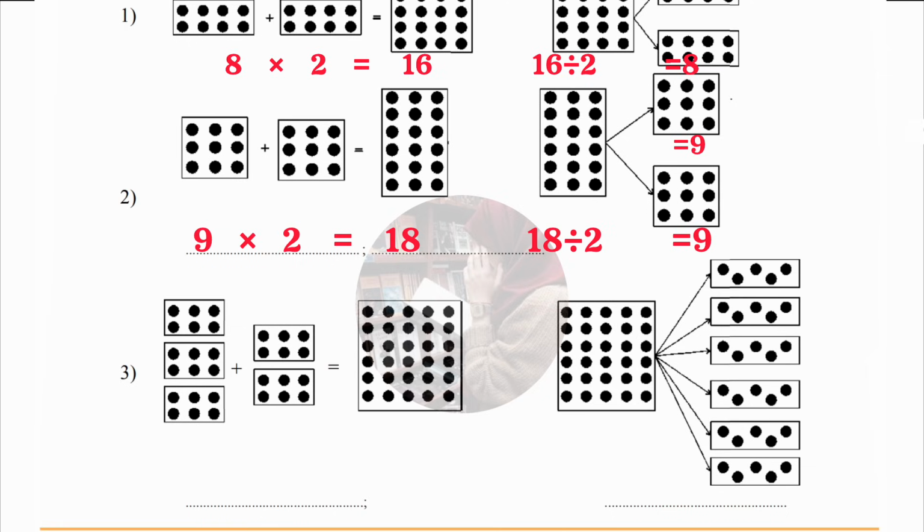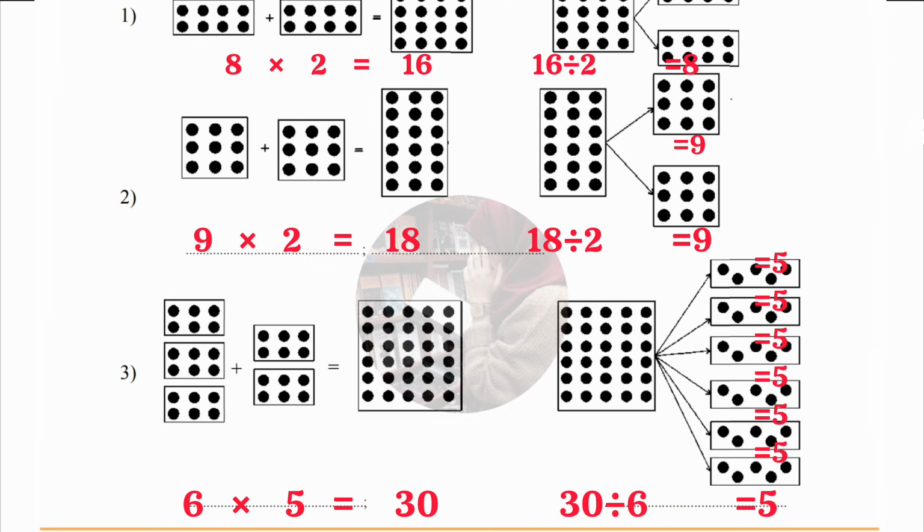So here three boxes are given of 6 dots. So 6 3's 18, plus two boxes of 6 dots means 12. 18 plus 12 is 30. Okay, so 30 dots are there. These we can write in multiplication form as 6 multiplied by 5. How? So 6 dots in each box. So how many boxes are there? So 5 boxes.